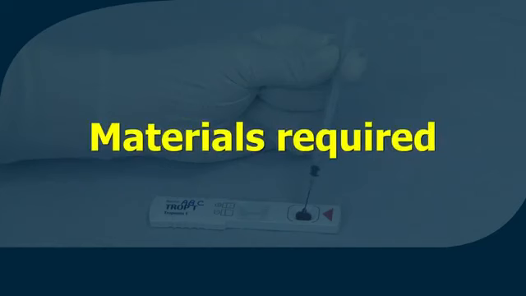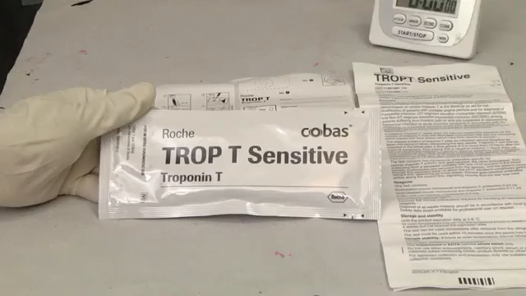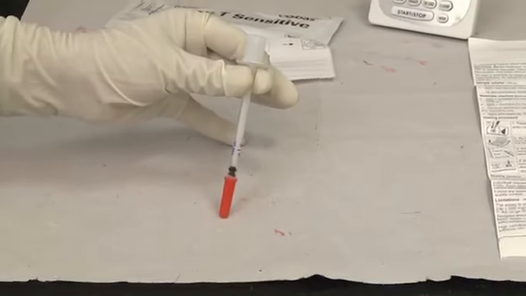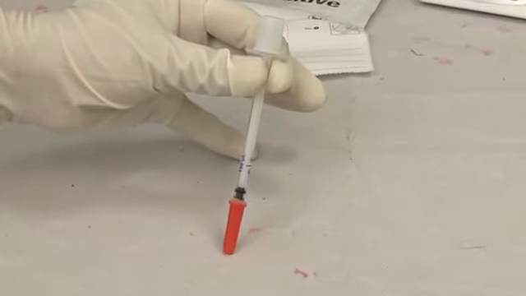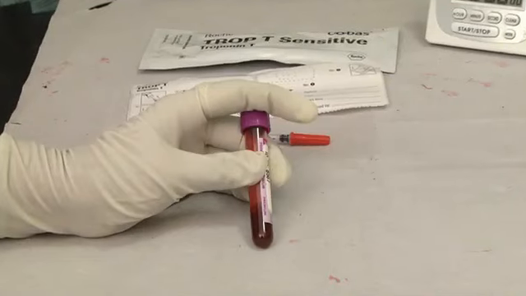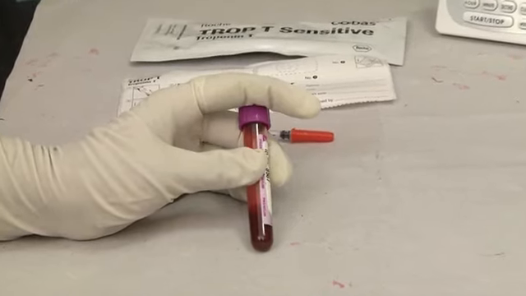Materials required for the test. Test device containing membrane strip in a sealed pouch with desiccant, labels, and numbered cover strips. A disposable dropper to deliver the required amount of blood may or may not be provided with the kit. If not provided, then use a pipette with disposable tips. Timer. EDTA venous whole blood sample.